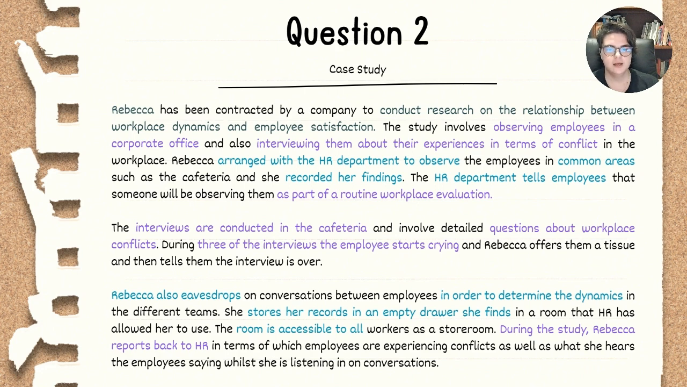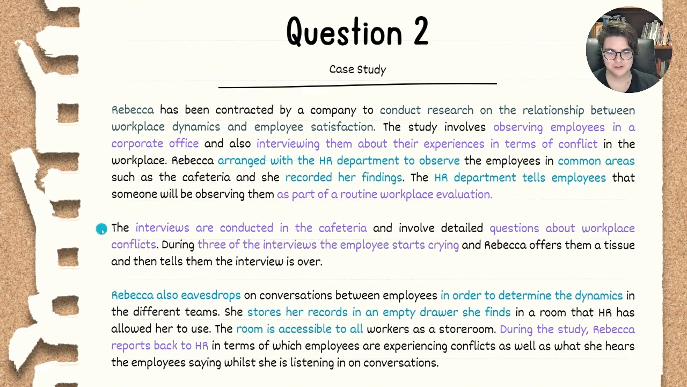Rebecca arranged with the HR department to observe the employees in common areas such as the cafeteria, and she recorded her findings. The HR department tells employees that someone will be observing them as part of a routine workplace evaluation. So question to ask yourself at this point, does this line up with the purpose of the study? Hint, hint, wink, wink.